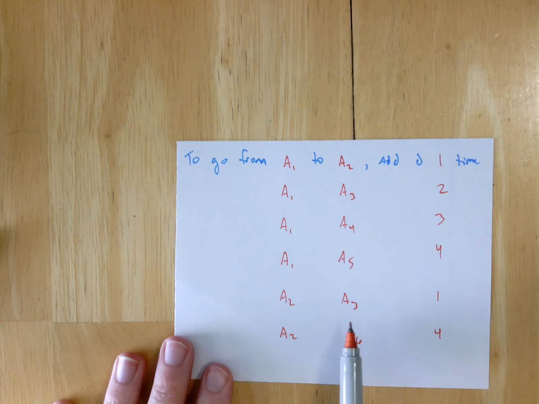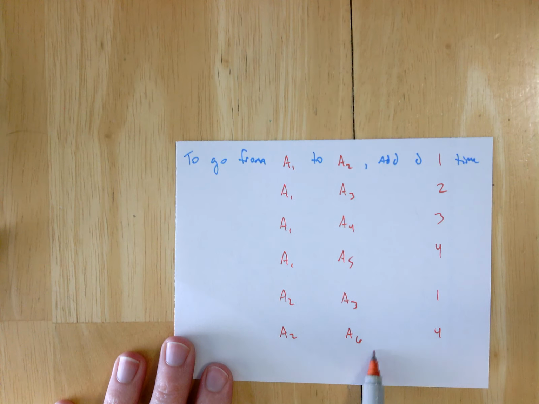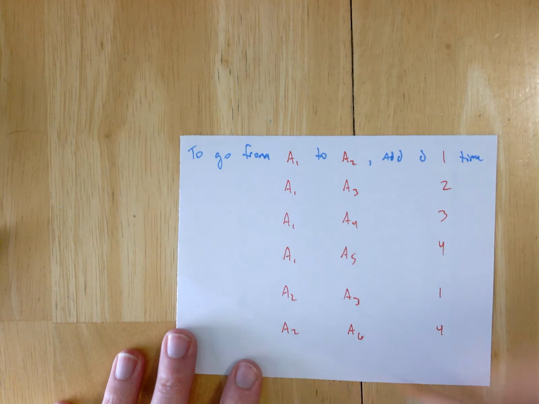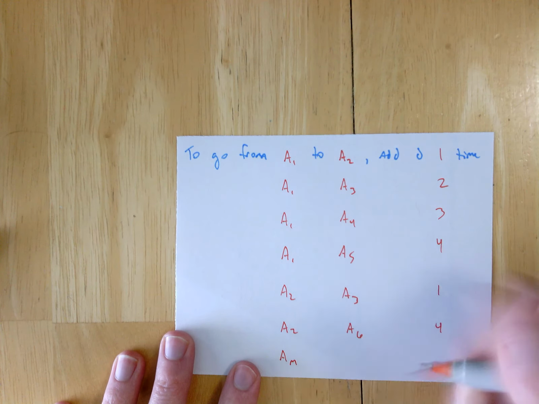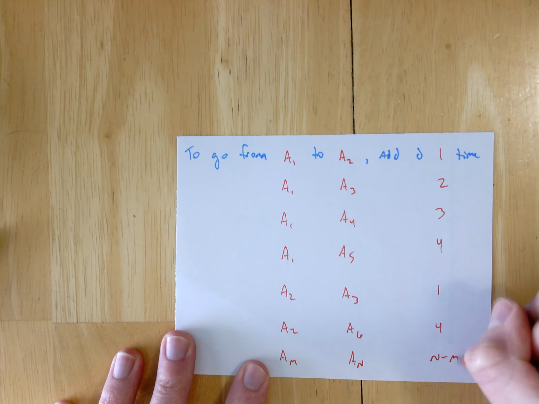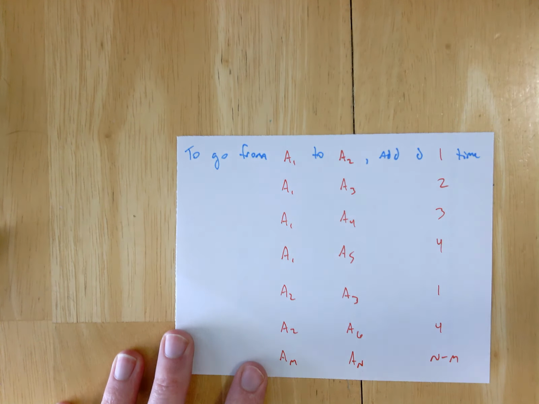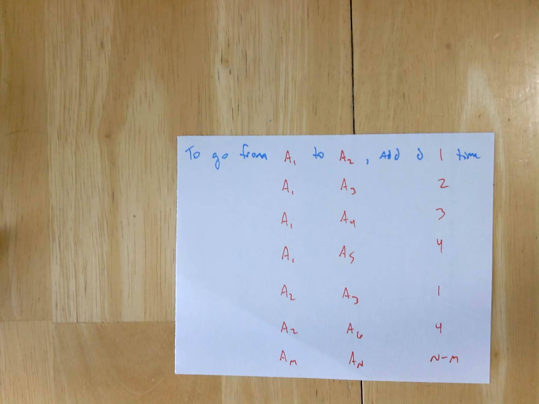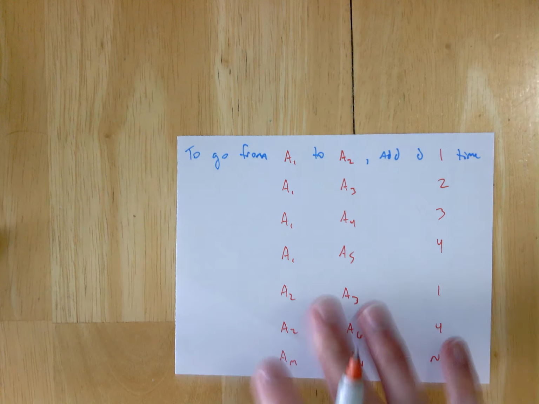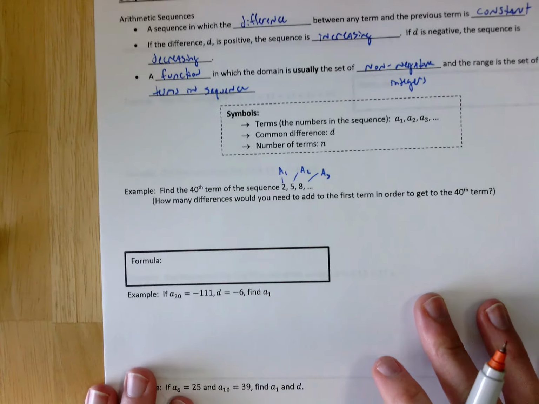So does my pattern hold? Yeah, it sure looks like if you subtract my subscripts, that tells me how many times I have to add a common difference. So if I wanted to go from, say, A sub m to A sub n, all I have to do is figure out what n minus m is, and that'll tell me how many times to add d to that problem. Cool. All right, so back to this guy.